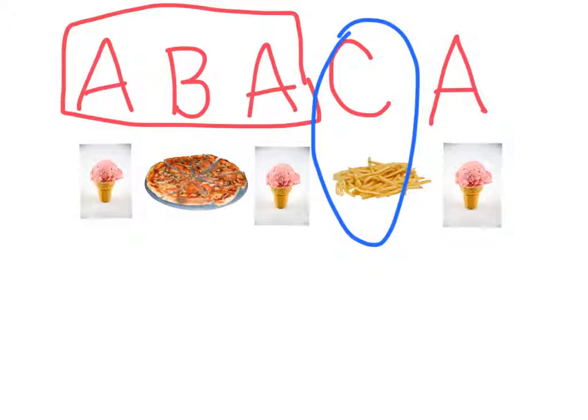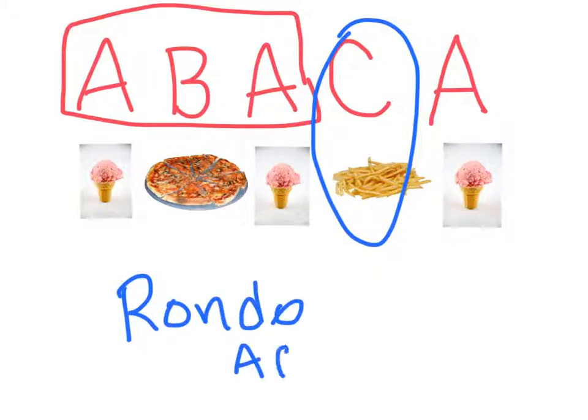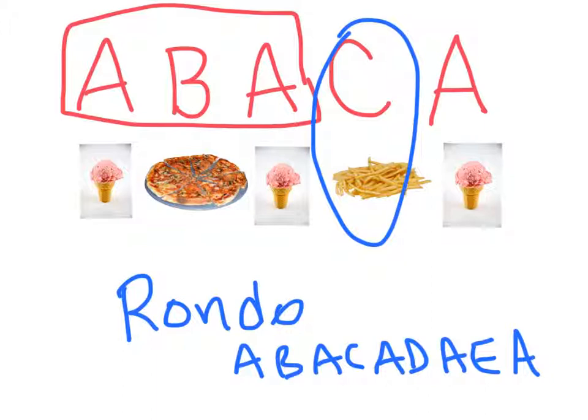Sometimes this form is called a rondo form. And those might go as long as A, B, A, C, A, D, A, E, A, etc., on and on and on. For this project, stick with ABACA.